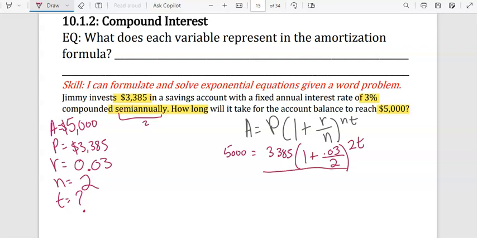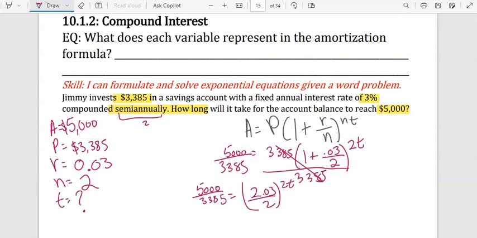So from here, we're going to divide each side by 3,385. And we don't need to use the calculator quite yet. We'll do that at the end. So 5,000 over 3,385 equals (2.03 over 2) to the 2t power. I got that because 1 is the same thing as 2 over 2, so then we could combine the two top numbers.